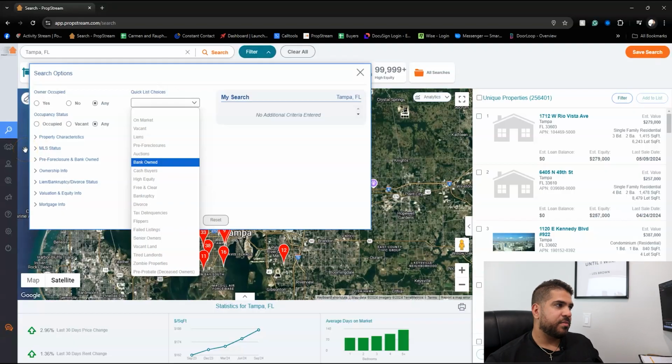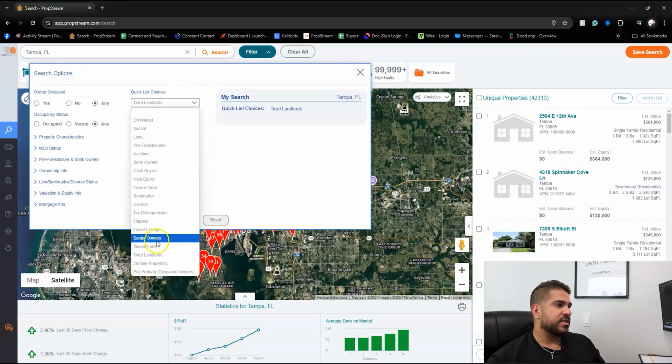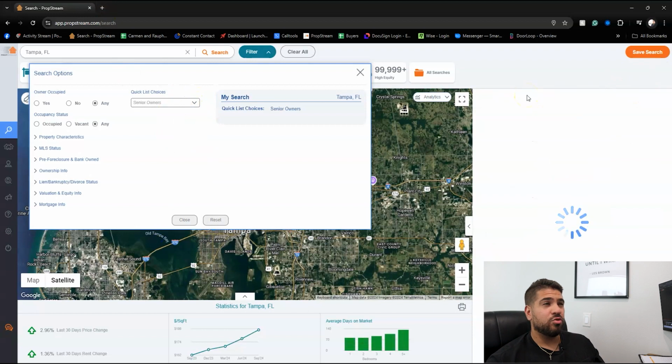But if you want to be pretty quick, let's say, okay, I want to look at tired landlords. Most of the time, these people are out of state or out of county, out of city, whatever it is, right? Or they're local, but they've been owning the property for a long time and are considered tired, and they might be good potential owners to sell their property. You got senior owners, right? People that are older and own their properties. When it comes to Florida, there's a lot of those people.